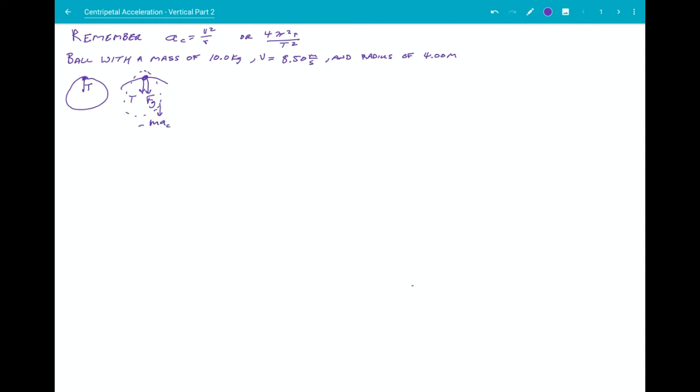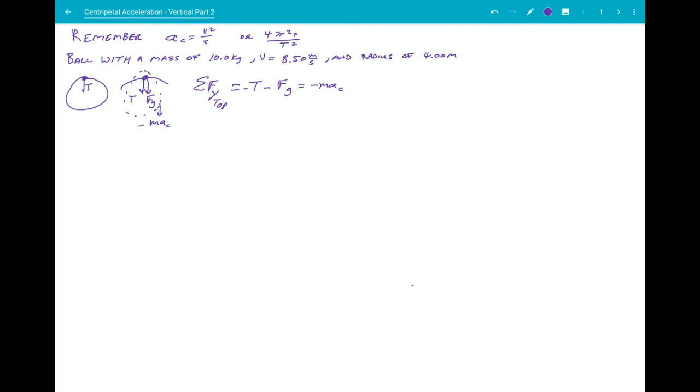So if you remember from the last video, centripetal acceleration is always towards the center because velocity is changing direction, and the equation is velocity squared over the radius, or 4 pi squared times r over t squared. And in this case, I put a ball that's 10 kilograms spinning at 8.5 meters per second with a radius of 4 meters. If we do our net force, and I'm going to call it y and top, then our tension is negative, our force of gravity is negative, and our centripetal force is also negative.